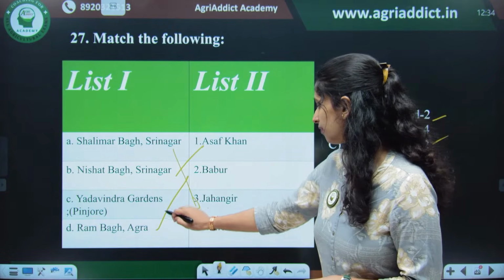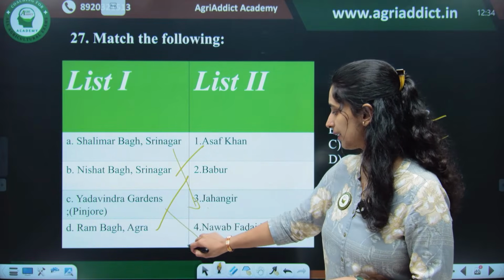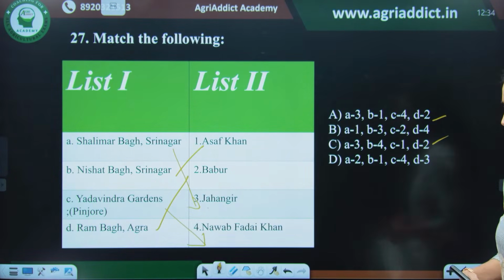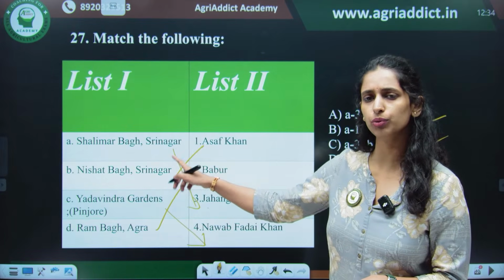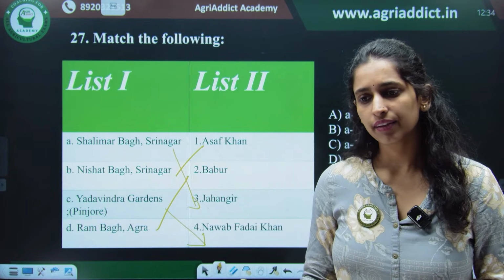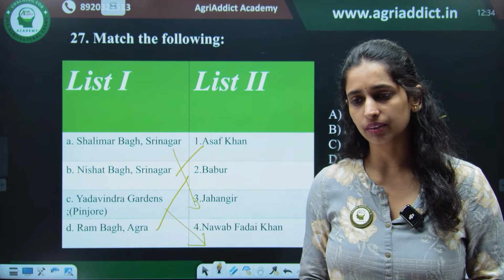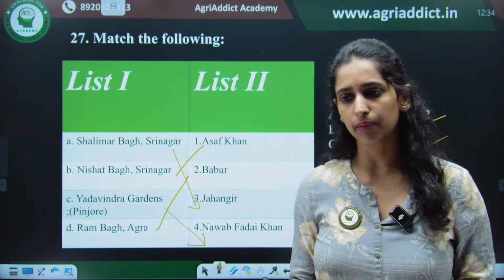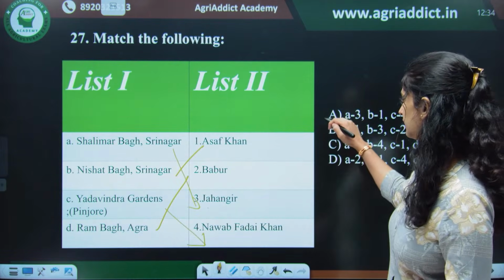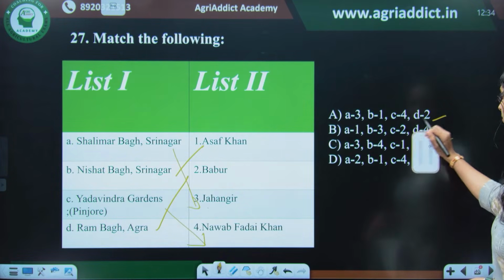And this is Nawab Fateh Khan. It is completed by the Nawab Fateh Khan. श्रीनगर में तो mostly मुगल गार्डन्स है. Okay. If you have any doubt, you mention me in the comment section. I'm not getting any comments. Okay, Nanda, it's correct. A is the correct answer.